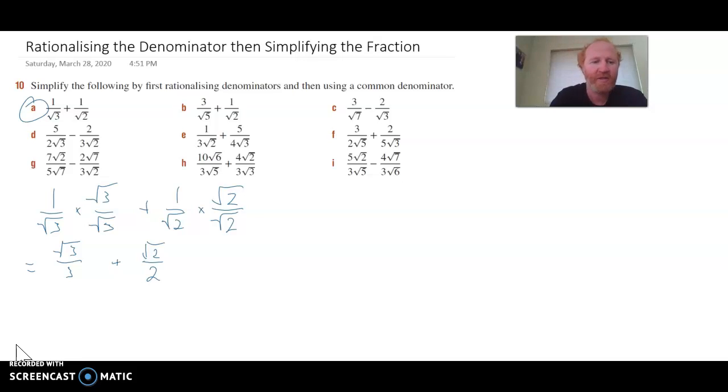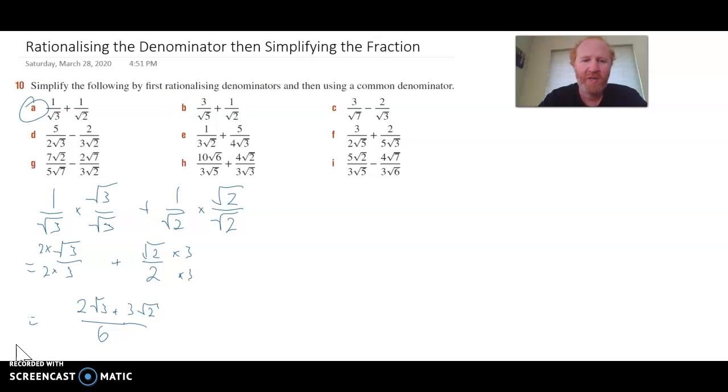Obviously I need a single denominator of 6, so I'm multiplying the first one by 2 in order to achieve that, and the second one by 3, both top and bottom. So I end up with 2 root 3 plus 3 root 2, and that's the end of that one.